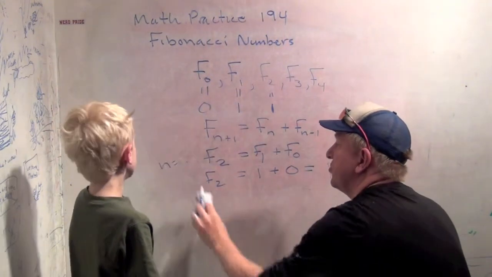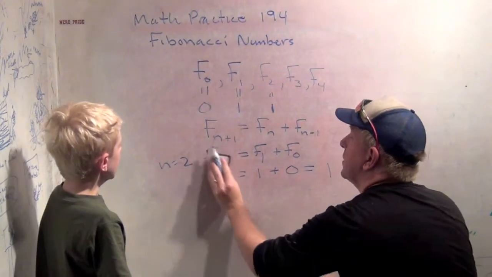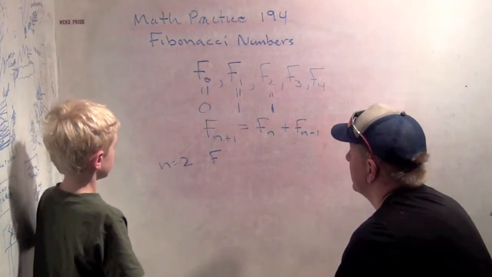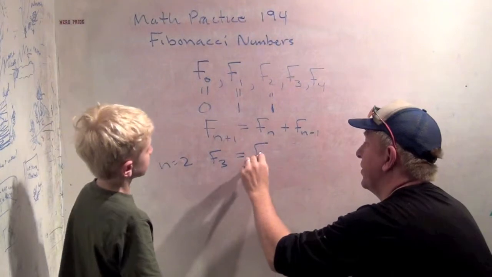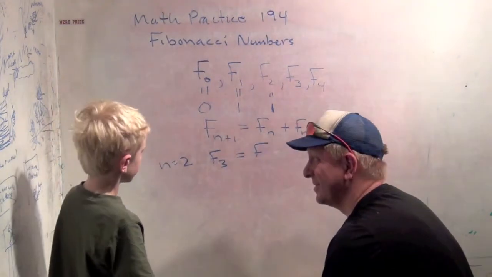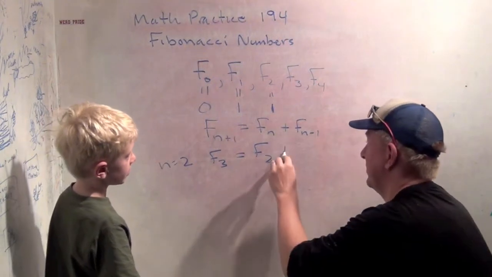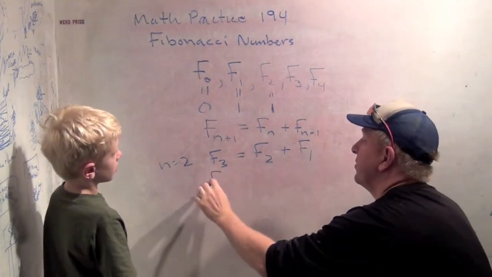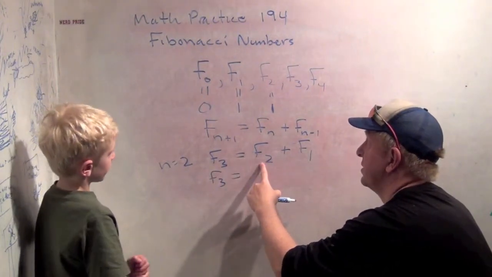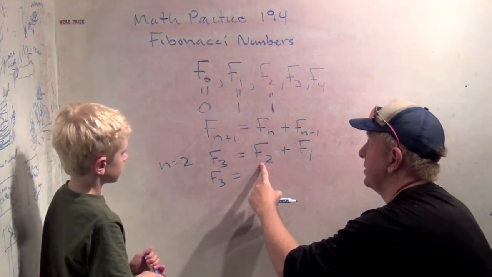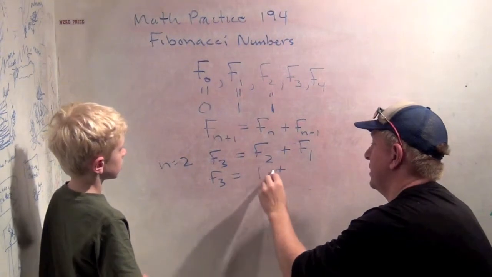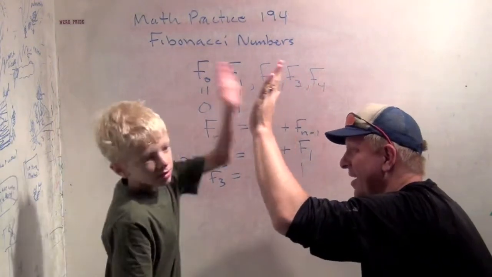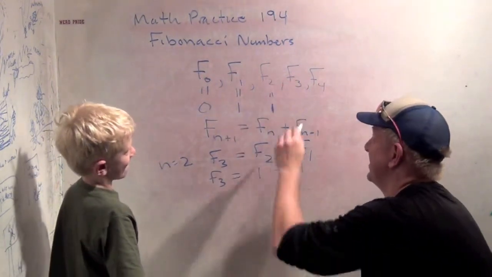Now let's do n equals 2. When n equals 2, what's n plus 1? 3. And n equals 2, so what's n minus 1? 1. Good job. So Fibonacci 3 equals Fibonacci 2, which is 1, plus Fibonacci 1, which is 1. And 1 plus 1 is 2. Yay! High five!